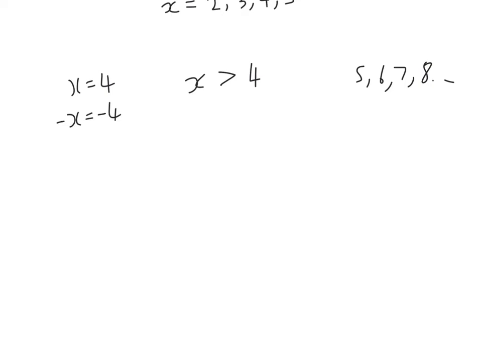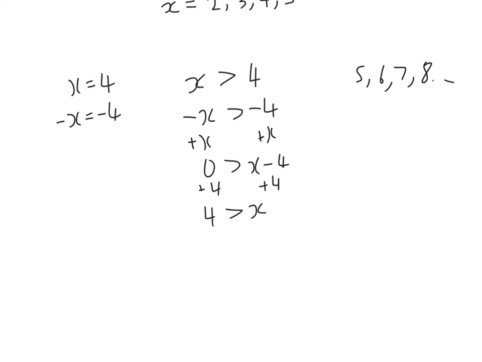That's true. But if x is greater than 4 and I multiply both sides by -1, I would get minus x is greater than -4. And if I add x to both sides, that means that x minus 4 is less than 0. And if I add 4 to both sides, that then tells me that 4 is greater than x. It makes no sense. X is greater than 4, but multiplying by -1 tells me that actually x is less than 4. It can't be greater than 4 and less than 4.